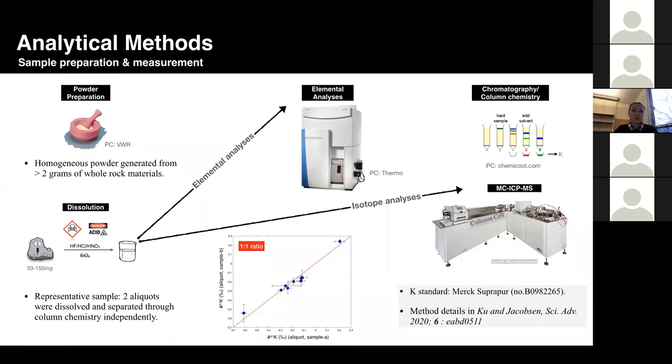After making sure that nothing is wrong with the meteorite and getting a very good sense of the potassium concentration, we will load the samples onto the columns to extract the pure potassium. And then we run those potassium solutions on the multi-collector ICP-MS to get the isotope data. And the standard we use in this talk is the Merck Super Pure.